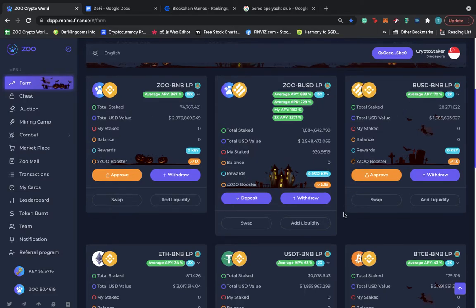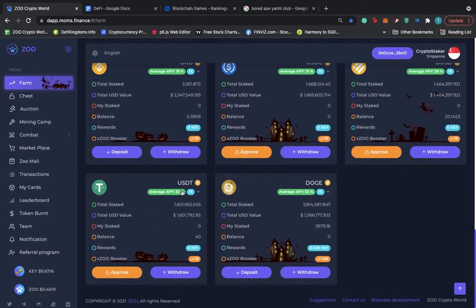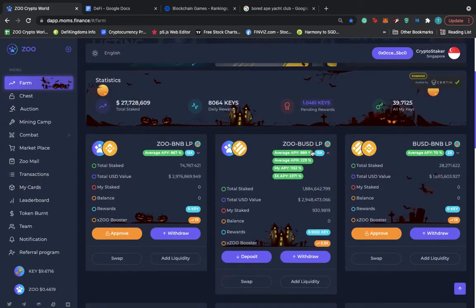As you can see, there are many farms over here, and you can even put a single staking farm like USDT to get about 32% per annum, right? But if you do Zoo and BUSD together, you can get about 889% per annum or 229% APR per annum per year. Let me just write this down.